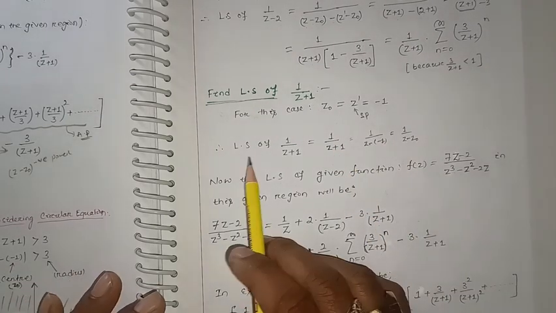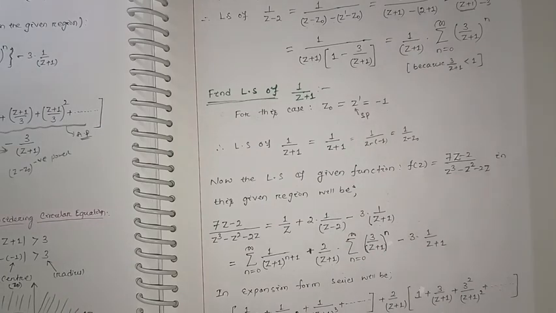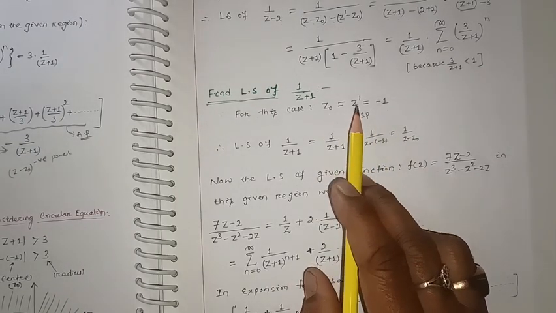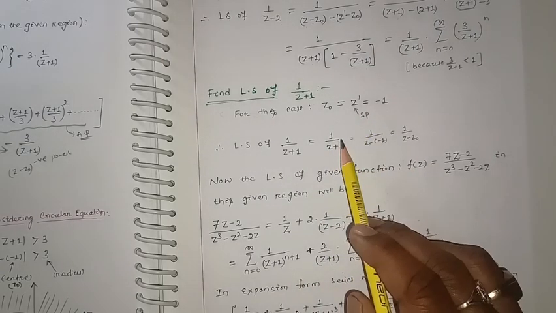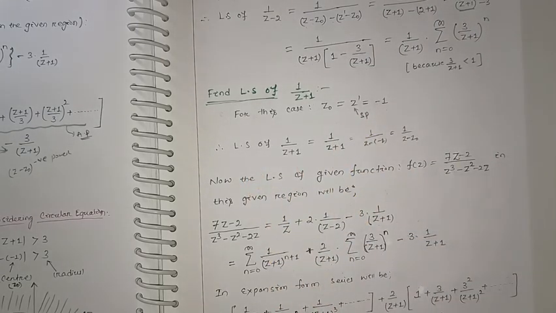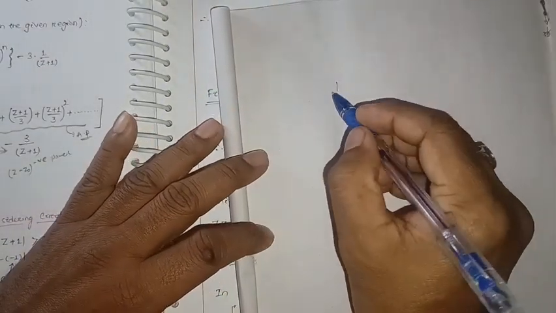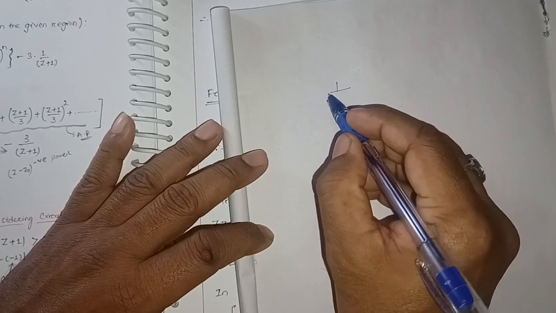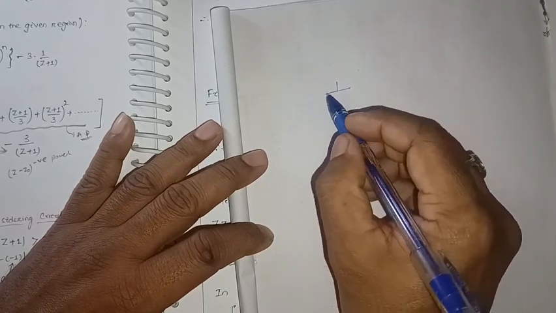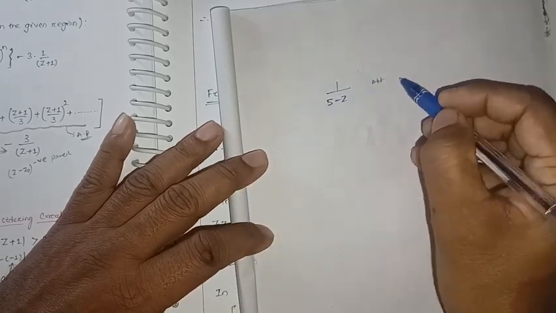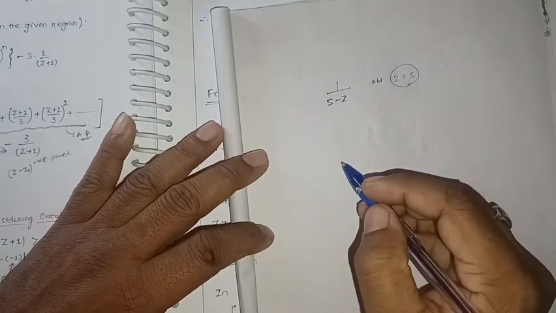Simply remember that for the Laurent series of 1 by z plus 1, the point about which we have to find the Laurent series and its corresponding singular point coincide, and we found the same. The Laurent series of 1 by z plus 1 will be 1 by z plus 1. So in general, just remember, suppose we have 1 by 5 minus z, and about z equal to 5 we have to find the Laurent series, right?